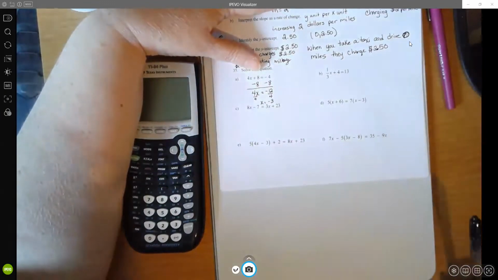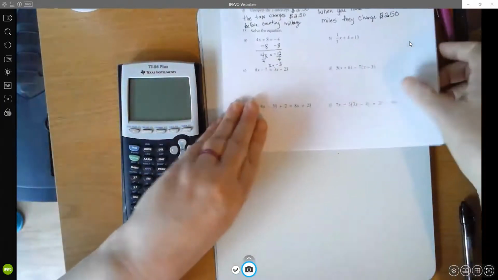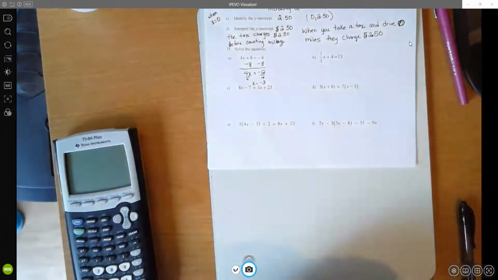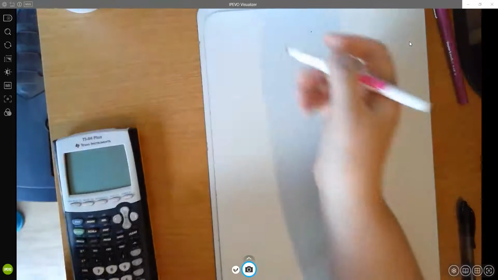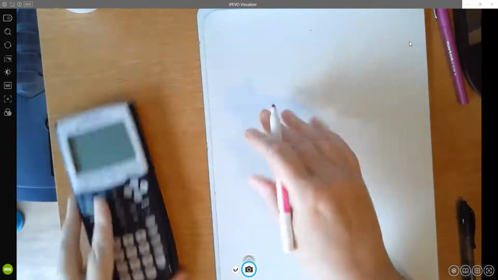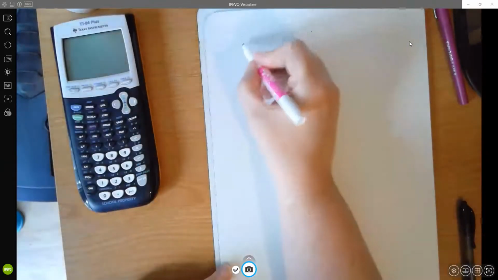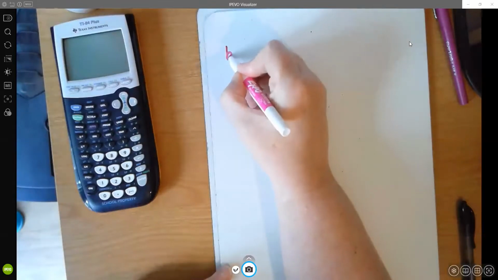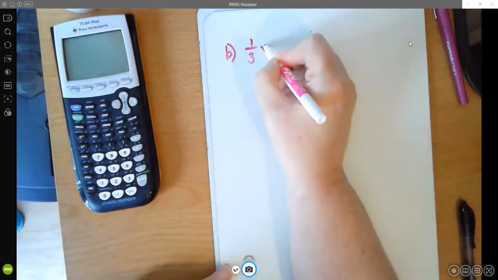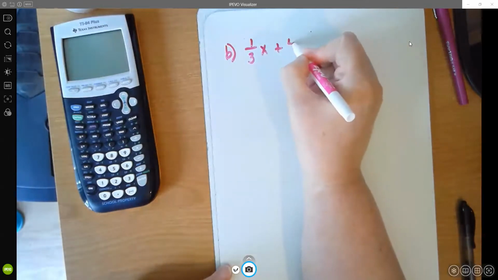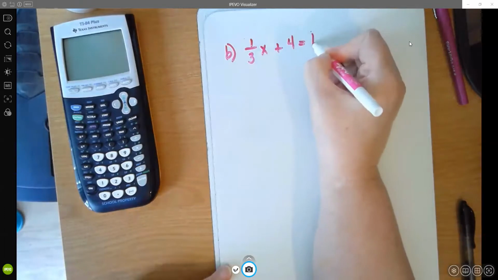And I'm not going to try to squish these into the room that they gave me. So for the rest of these, I am going to work them out on my whiteboard. The next problem on this page, you can't see it, but I can, and I'm going to rewrite it. So for 35B, we have 1/3 x plus 4 equals 13.